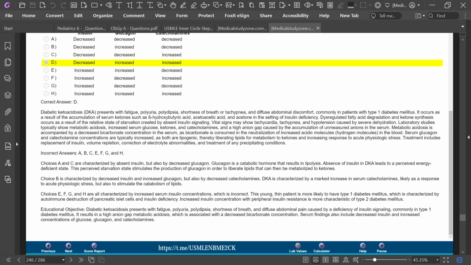And DKA is more rapid than HHS. And finally, in the lab findings, ketone body is present in DKA, but in HHS there is a normal anion gap and negative or small ketones.